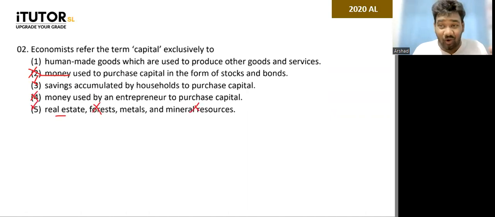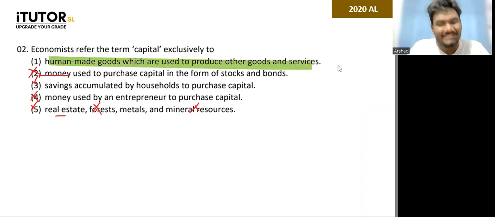Very easy, guys. These are normal definitions that they're asking. By just reading your tutor note, you can figure this out. That is human-made goods which are used to produce other goods and services. Is that fine, guys? Human-made means man-made goods, things like machines, buildings, equipment, all of that. Exclusive here doesn't mean excluded, guys. That's not what it means. Okay, done. Going to the next.